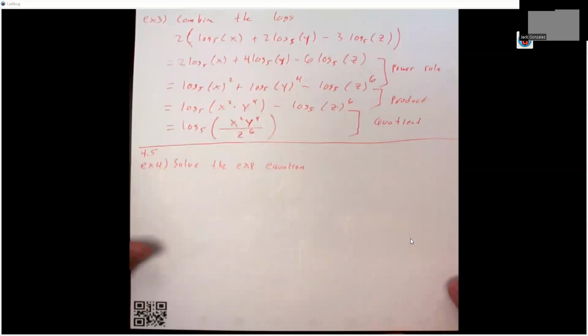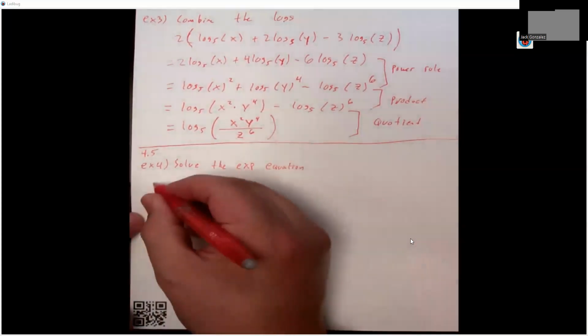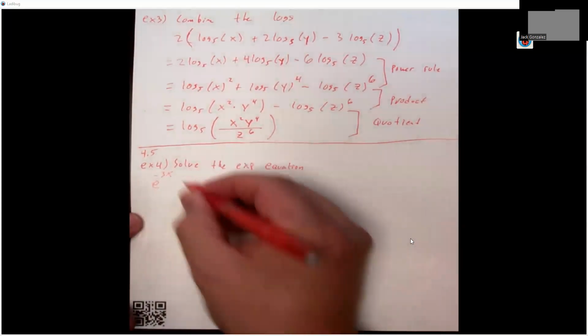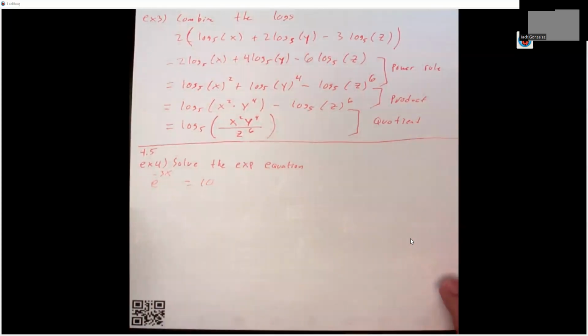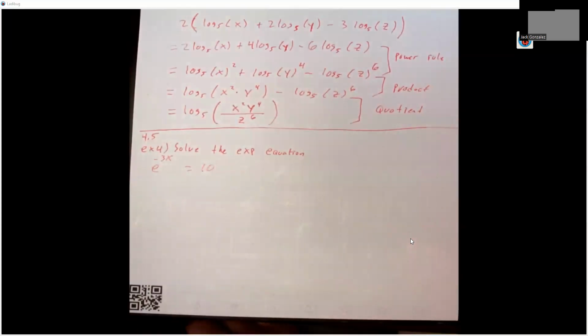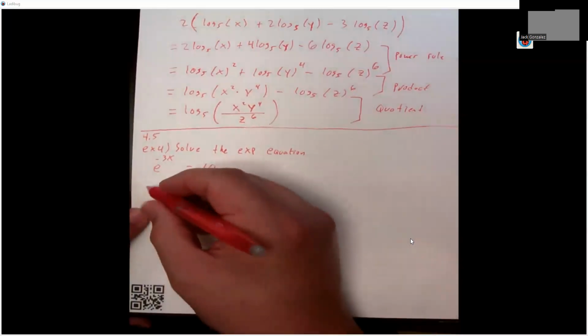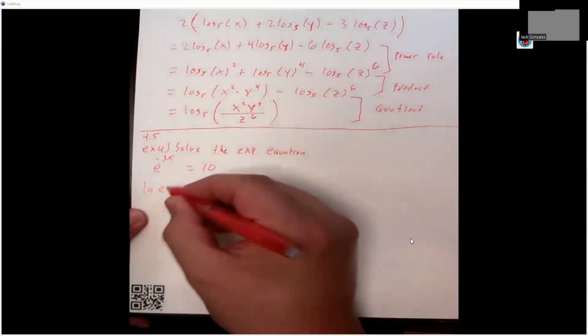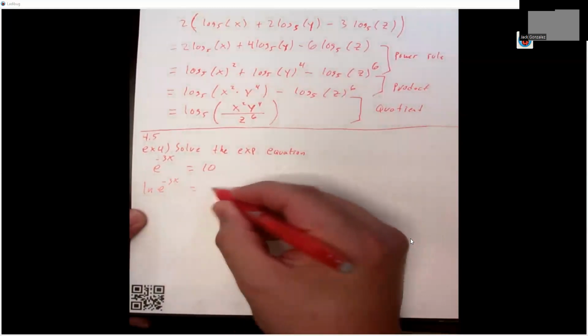Okay. All right, let's move on to 4, 5 then. e to the negative 3x is equal to 10. Start with something simple. We have to solve for x. I recommend when you see an e, try to use ln. I mean, I think you should use ln all the time, but for sure when you see an e. So first step is introduce ln on both sides.